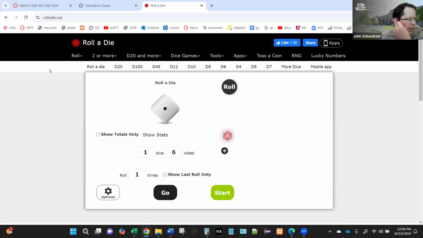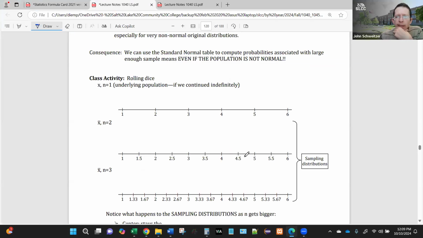It takes a little while, but I think it's worth it. I think this is a nice activity, and we do see this central limit theorem pattern appear if we do it correctly. So what do I need you to do? I need you to roll a single die and tell me the value. Don't do it yet, let me just demonstrate. Here's the scenario. We want to estimate the average roll of a die.